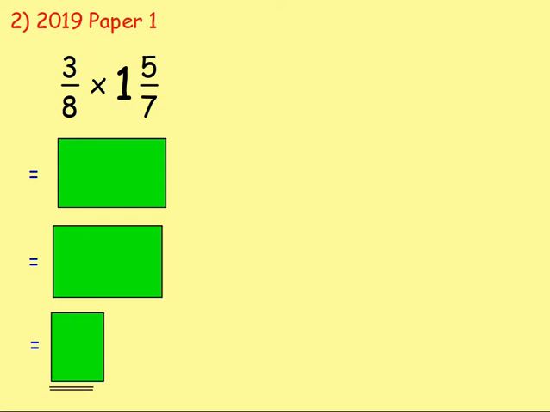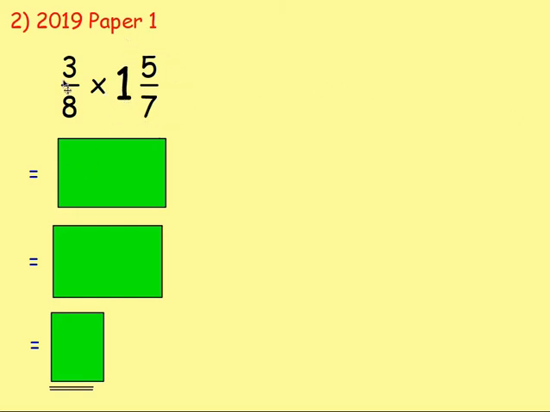Question 2, the second past paper question. This is from the 2019 paper, paper 1, so it's again a non-calculator question. We've got 3/8 multiplied by 1 and 5/7. So, this time, Amar, what would you do first of all? Good. Change this mixed number into an improper fraction.